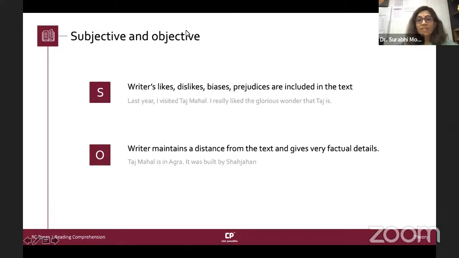Now, the first thing that we do is divide the tone into two parts. First is subjective and the other is objective. Subjective means it has my opinion. It has the writer's likes, dislikes, biases. जो मैं feel कर रही हूँ वो मैं लिखूंगी. But objective means my feeling does not matter. मेरी feeling से कोई फर्क नहीं पड़ता. जो चीज जैसी है मैं वैसी ही बता रही हूँ.